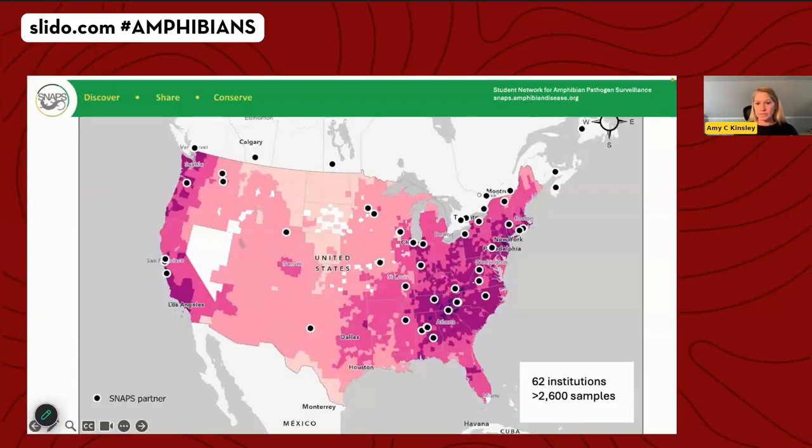What we're doing in Minnesota with the Minnesota SNAPs fits into a larger national effort. It's part of the Student Network for Amphibian Pathogen Surveillance. That's the national SNAP's name. Across that network, they have about 60 institutions who are participating and overall have collected more than 2,500, close to 2,600 amphibian samples to date. So each of these spots that I'm showing here on the map shows where these partner institutions are and help build out that broader understanding of where the pathogens occur and where new introductions might be emerging.